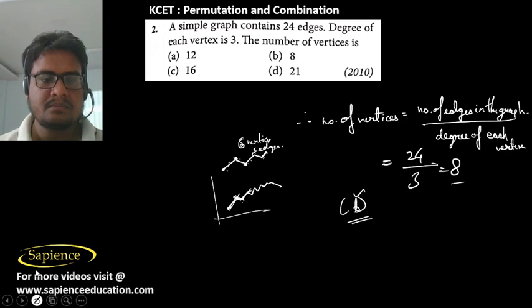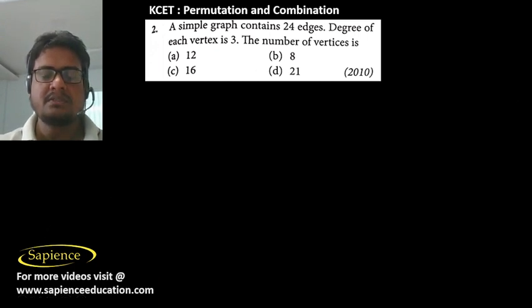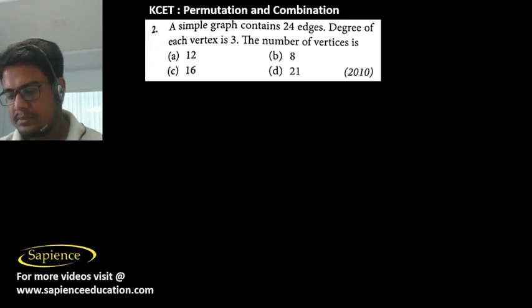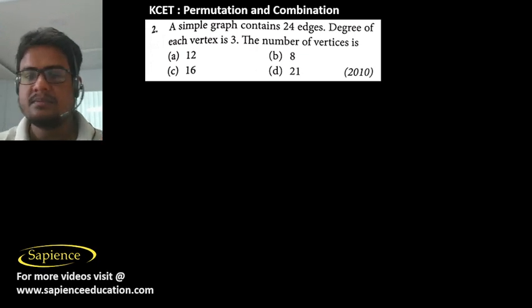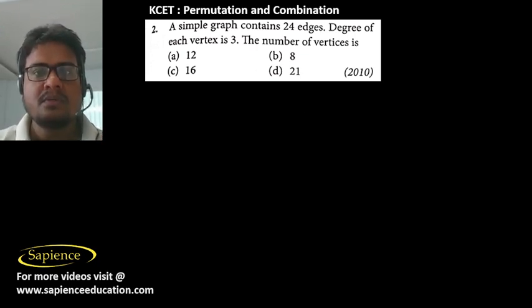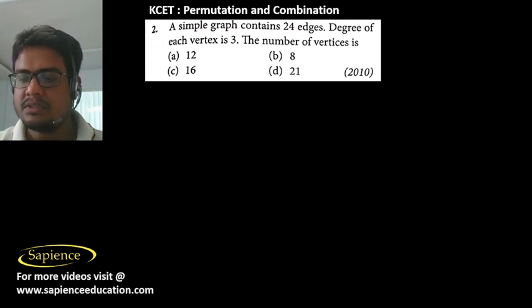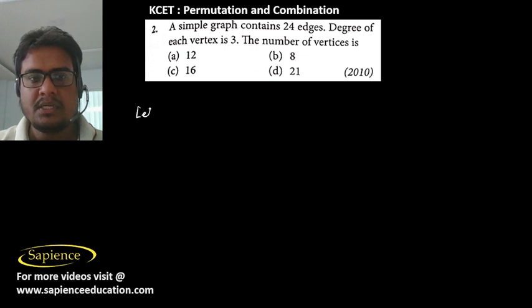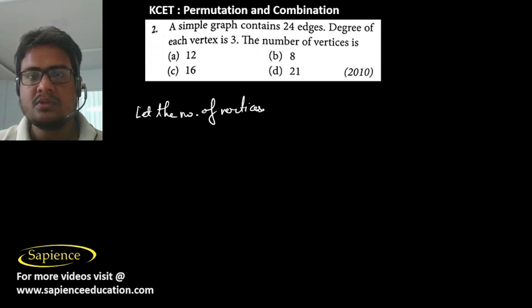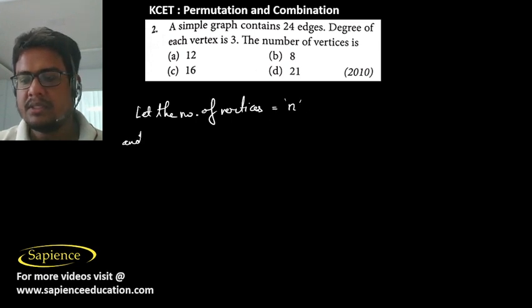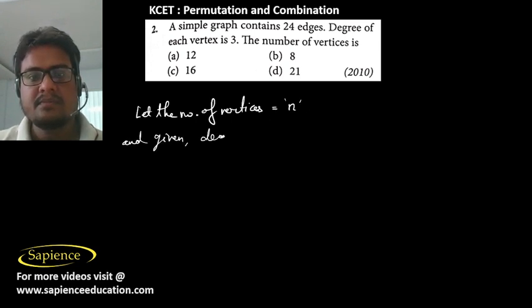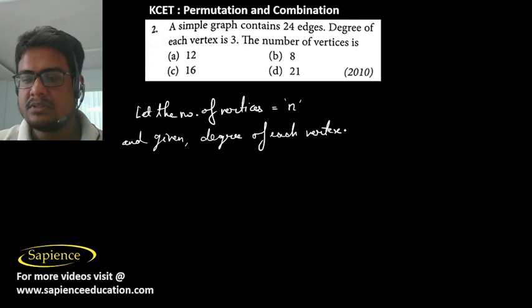Then here it has been told that a simple graph contains 24 edges, and the degree of each vertex is 3. Then the number of vertices is? So let the number of vertices of the graph be equal to n, and it is given that the degree of each vertex is 3.